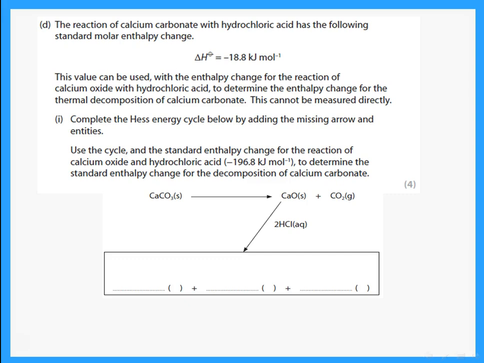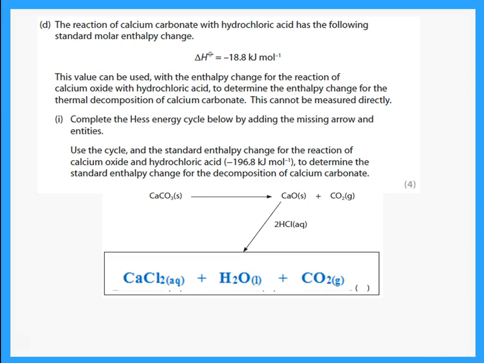Now, what is he giving me? He's giving me a delta H for calcium carbonate reacting with HCl. And he's giving me the Hess's cycle, and he's saying use this cycle to determine the standard enthalpy change for calcium carbonate going to calcium oxide. So first of all, what do we have here?